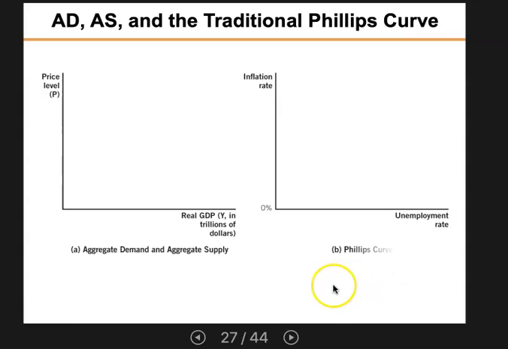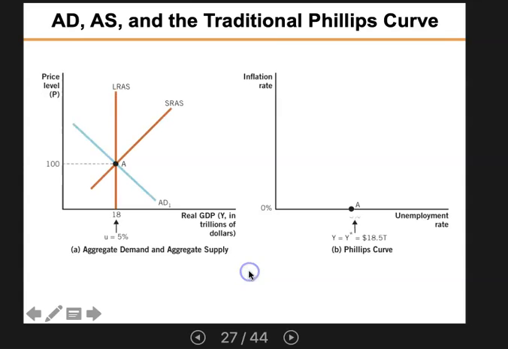So initially, the economy is in equilibrium at point A. What is point A? Long-run equilibrium, right? Price level is 100, and the real GDP is at 18.5 trillion, and the unemployment rate is at the natural rate of unemployment, which is 5%. On the right-hand side, point A is right there, 18.5 trillion and a 5% unemployment rate as well.